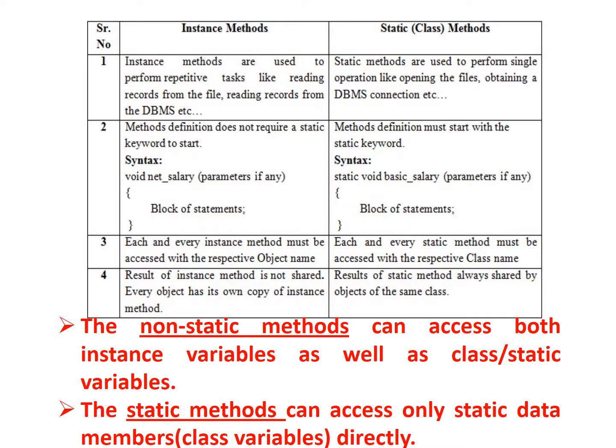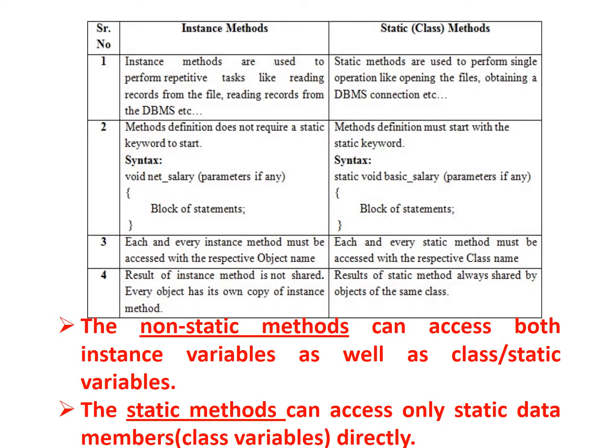Next, what is the difference between instance methods and static methods? Instance methods are used to perform repetitive tasks, like reading records from a file or from a DBMS. When we have to do a task again and again, repeating it multiple times, we can define instance methods. Otherwise, when we need to perform a single operation, like opening a file or obtaining a DBMS connection, we need to define static methods. That means when a function is to be done only once throughout the task, it must be defined as a static method.